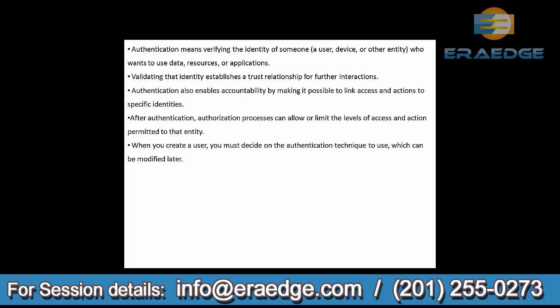Then after authentication, the authorization process allows access or limits the level of access and actions permitted to that entity. So authentication just gives you the access. Authorization gives you the limit of access in that database, right? So when you create a user, you must decide on the authentication technique to use, which can be modified later on. So the first method is password.